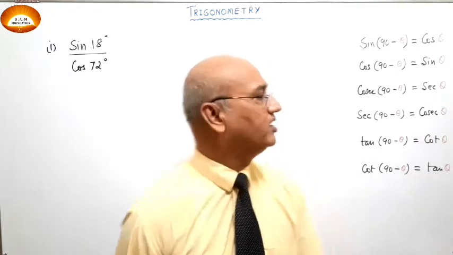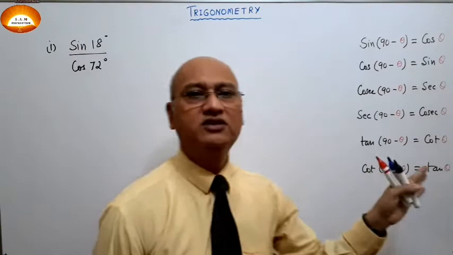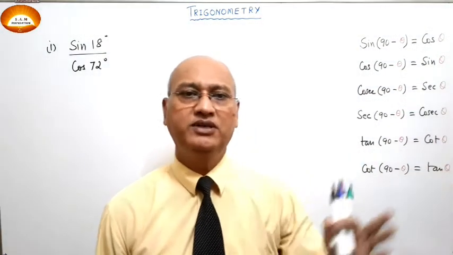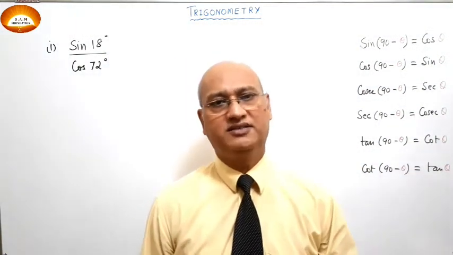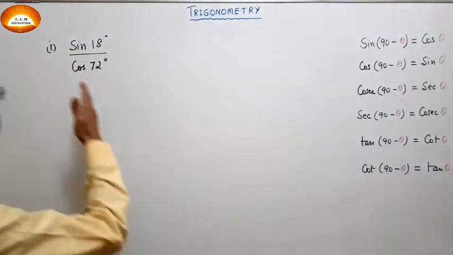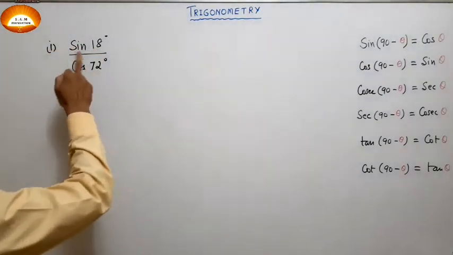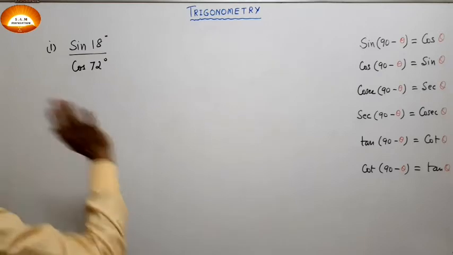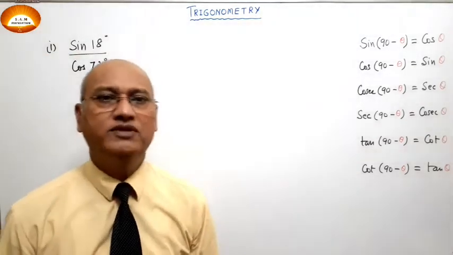trigonometrical ratios. For reference I have written these formulas so that I can relate to them when I am doing the questions. You will find it easy. Okay. Now let's see the first question. That is sine 18 upon cos 72. Both are in degrees. Now we have to solve this question.